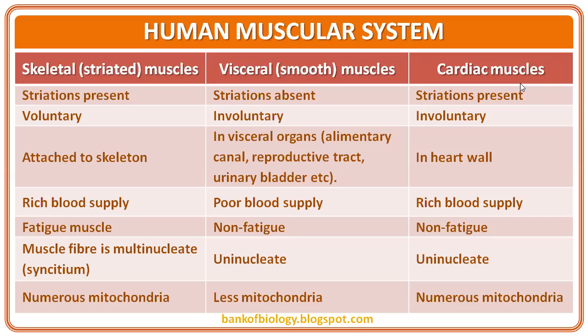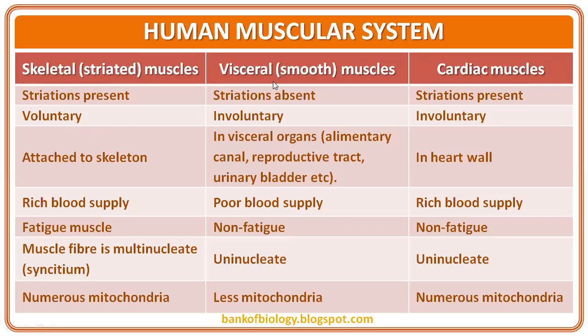Visceral muscles are going to have fewer mitochondria, and you should understand the names also. What does skeletal mean? Why is it called skeletal? Because they attach to the bone. Striated, because of the arrangement of thick and thin filaments in a regular manner. Voluntary, that means they are under our will or control from the CNS, the central nervous system.